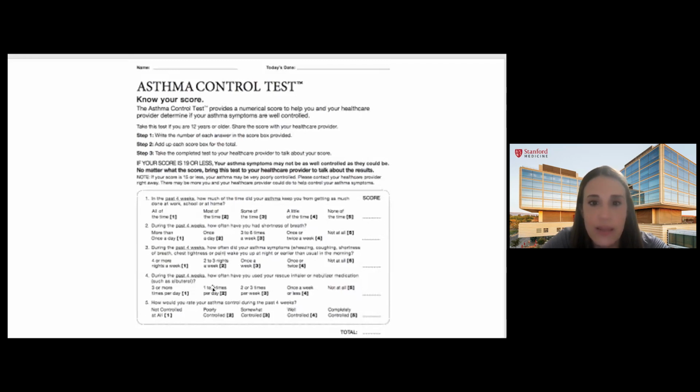So the first question, in the past 4 weeks, how much of the time has asthma kept you from getting as much done at work, school, or home as you would like? During the past 4 weeks, how often have you had shortness of breath? Over the past 4 weeks, how often have you had asthma symptoms that wake you up at night or earlier than usual in the morning? During the past 4 weeks, how often have you had to use your rescue inhaler or your nebulizer? And then the last one is important too. How would you rate your asthma control? Do you think you're controlled, or do you think you're not controlled at all? That's the important last question we ask there.